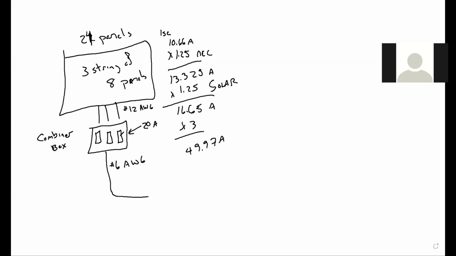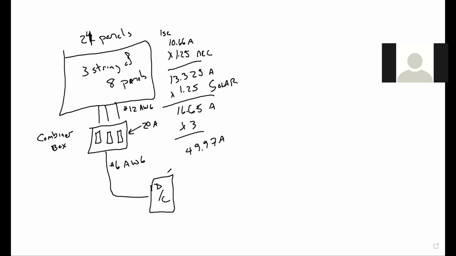That comes standard. We're going to put 20 amp fuses in a combiner box. We're going to need a combiner box that can handle at least 3 strings. And now we're coming out with 6 gauge wire. Where's the next place we go to? Well, it's going to be a DC disconnect. What size DC disconnect do we need? Well, it's going to be carrying at least 50 amps.